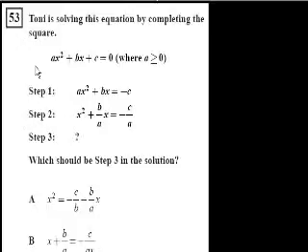We're on problem 53. It says Tony is solving this equation by completing the square: ax squared plus bx plus c is equal to 0, where a is greater than 0. So this is just a traditional quadratic right here. And let's see what they did.